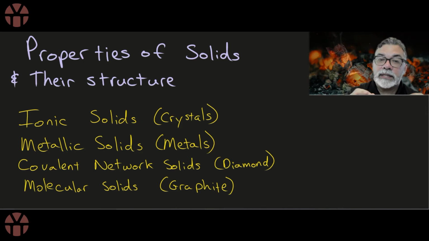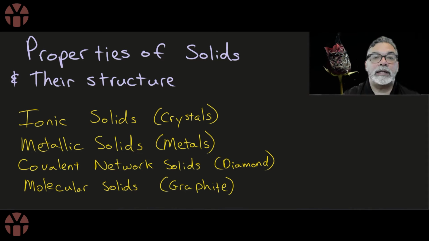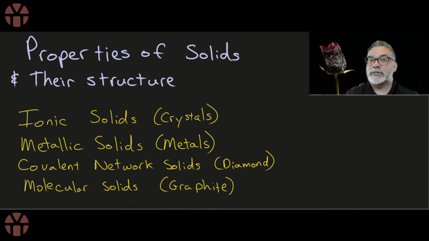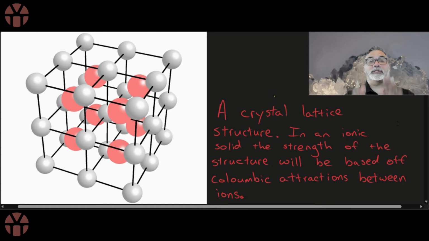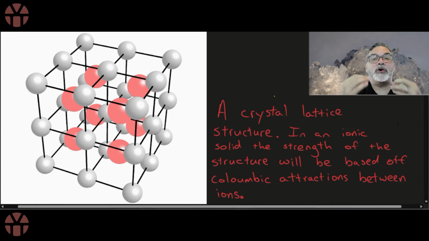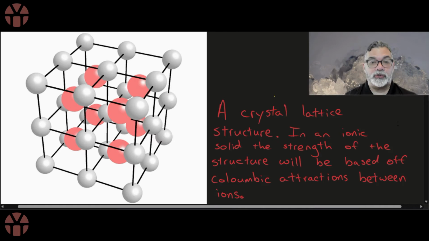When we get to molecular solids, this is typically going to be the weaker solid or the more brittle solid, because it's only these IMFs that are not as strong that are basically holding all of our atoms together. And so because it's so important, I want to jump right in and start talking about this idea of a crystal lattice structure, okay?